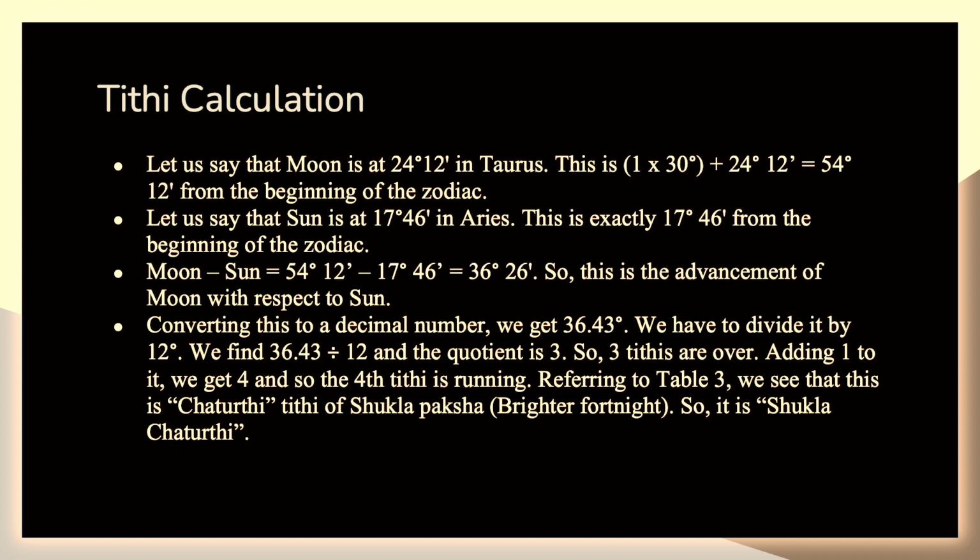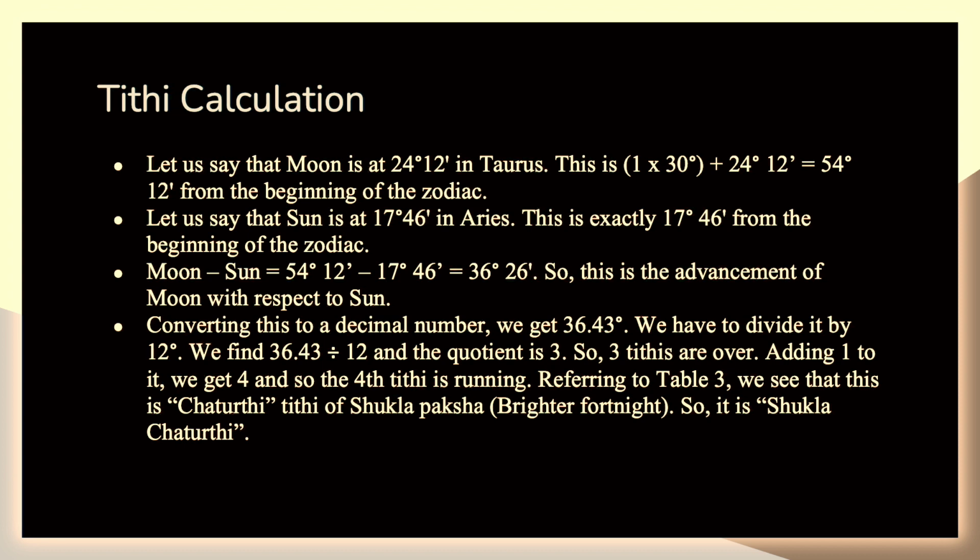So let us say that Moon is at 24 degrees 12 minutes in Taurus. First of all, we need to calculate how much it is from the beginning of the zodiac, because it will be easy to calculate that way. Moon is at 24 degrees 12 minutes in Taurus, which means it is one zodiac ahead plus 24 degrees and 12 minutes from the beginning. So we calculate 30 degrees plus 24 degrees and 12 minutes. Then we see the Sun degrees. Sun is at 17 degrees 46 minutes in Aries, so it's exactly 17 degrees and 46 minutes from the beginning.